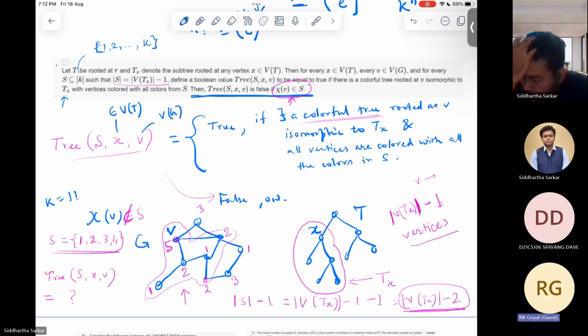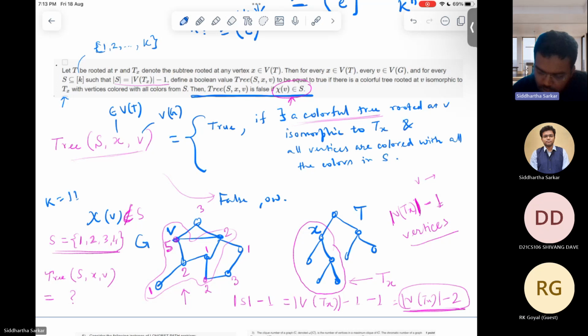And so do we have to check whether the colorful tree rooted at the vertex V, wherein we can use the 7 number of the colors, is isomorphic to the T sub x, which can be painted with only 4 number of the colors?